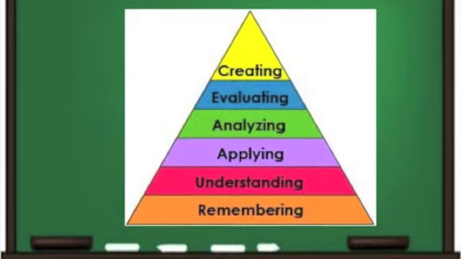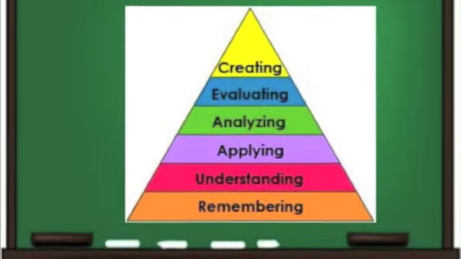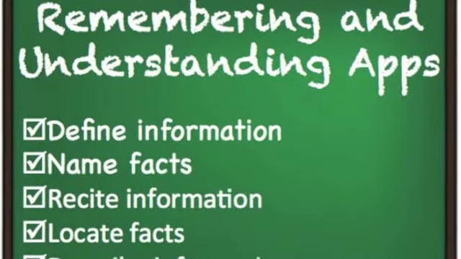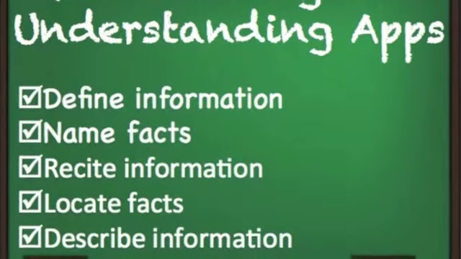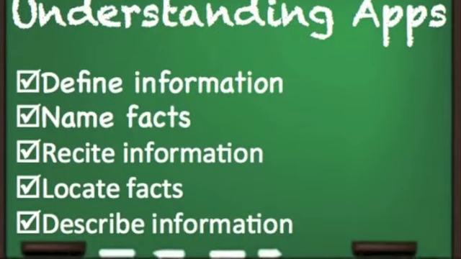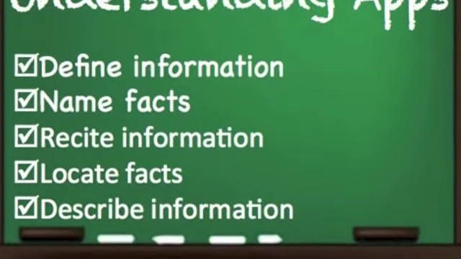There is an abundance of iPad apps for these two levels. Some good indicator criteria are when students are asked to define information, name facts, recite information, locate information, and describe information.